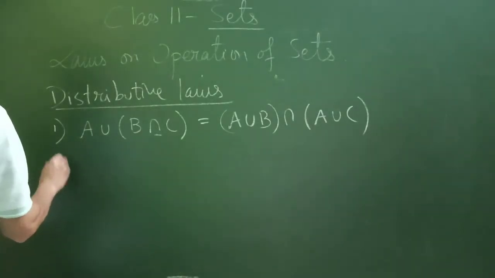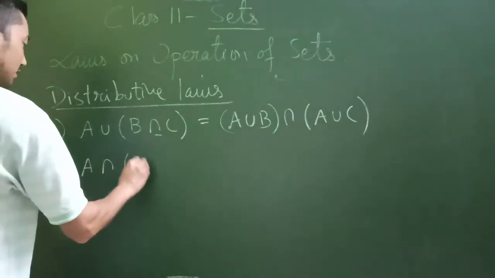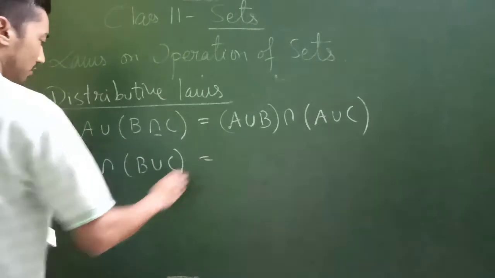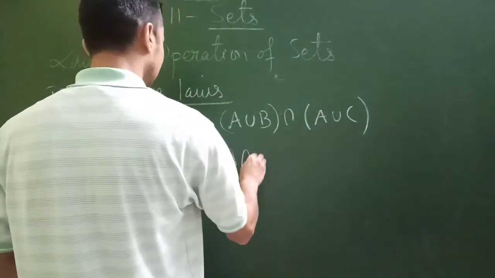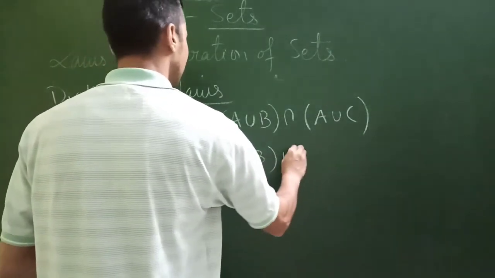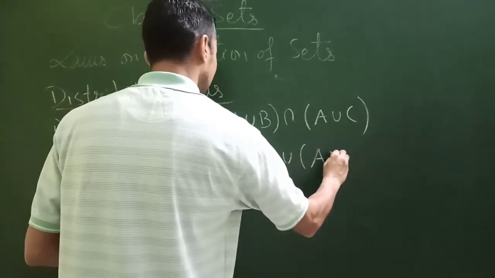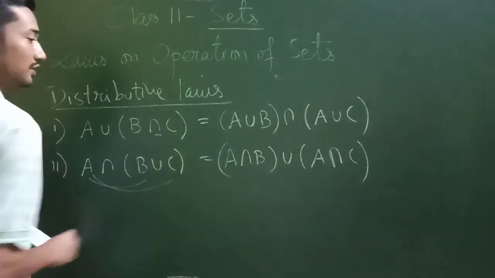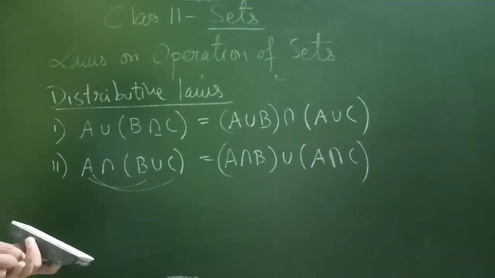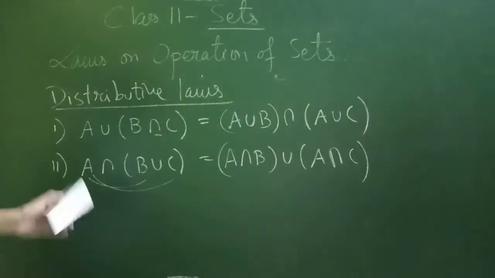Done. What about intersection? Does it distribute over union? Union distributes over intersection. So what about intersection? Does it distribute over union? Definitely yes. Intersection also distributes over union. So (A intersection B) union (A intersection C). Fine? Okay.